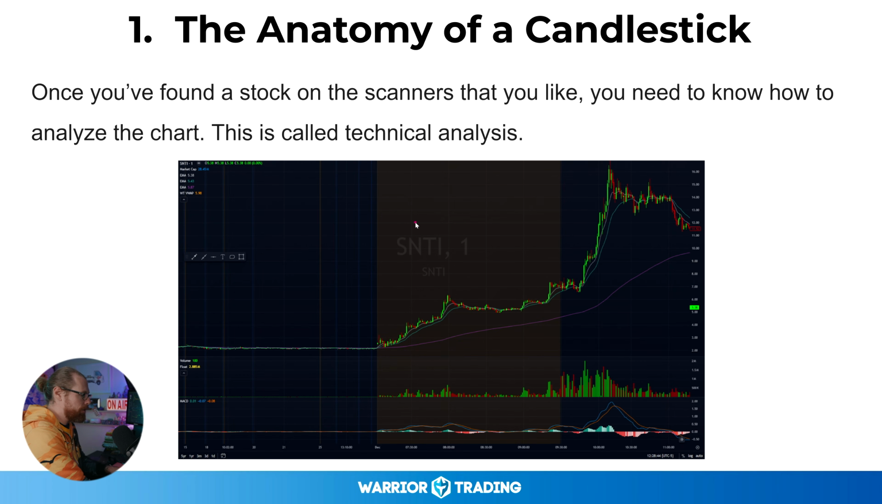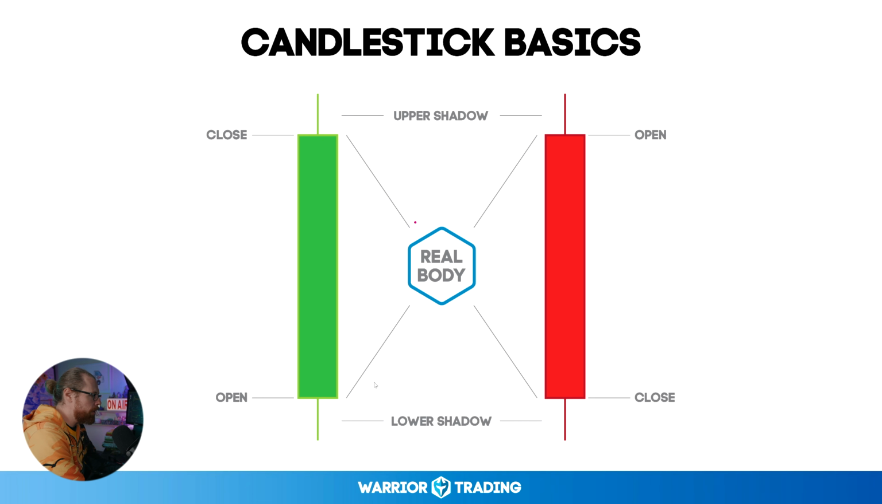So a green candle opens at the bottom and closes at the top. So this is a green candle. Open at the bottom, close is at the top of the body. This is the body of the candle. These are the candle wicks, also called the shadows. So lower shadow, lower candle wick, upper candle wick.